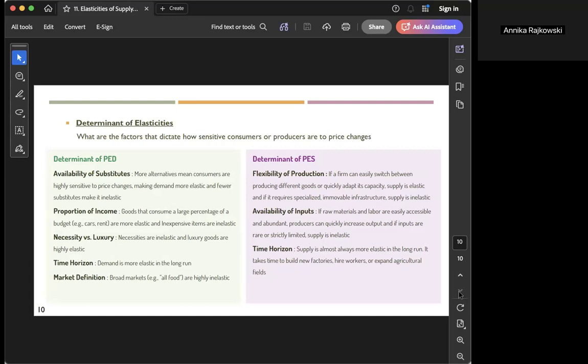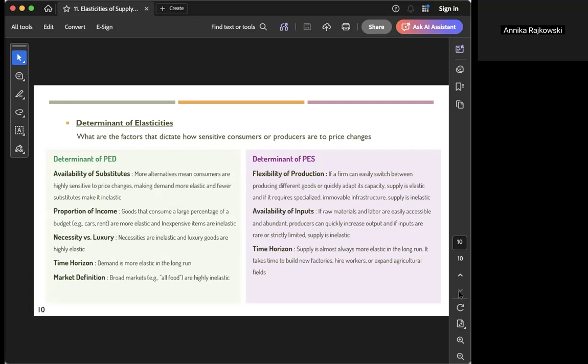Because a small percentage increase in the price of a car, of course it matters, right? But a small increase in the price of what else? A necessity like a pencil or instant noodles usually doesn't matter that much compared to a car. So this is almost the same as necessity and luxury. Necessities are goods you really need to consume on a daily basis. So necessities tend to be inelastic and luxury goods tend to be elastic.